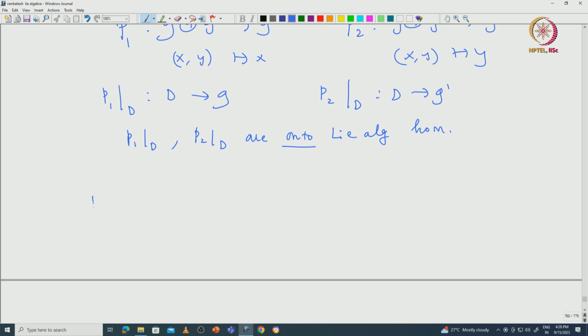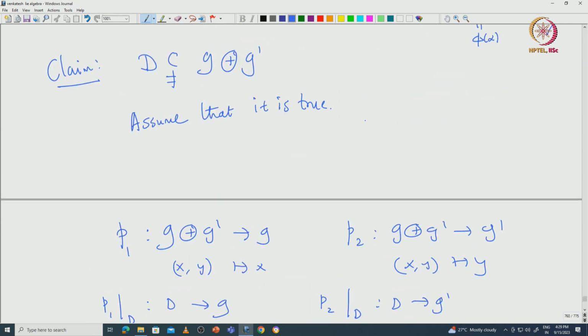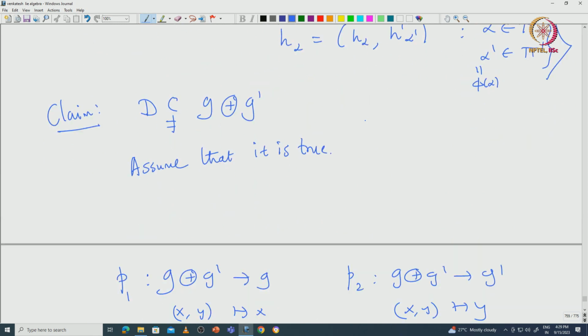For that purpose, let us assume that the kernel of P1 restricted to D is non-zero. So, that means P1 restricted to D is not injective. Then that would imply that some (0, y) will lie inside D for some y inside G dash. Now, note that if this is the case, then you can apply repeatedly ad of x alpha i dash or y alpha i dash on this y, since D will be invariant under this ad of x alpha dash.